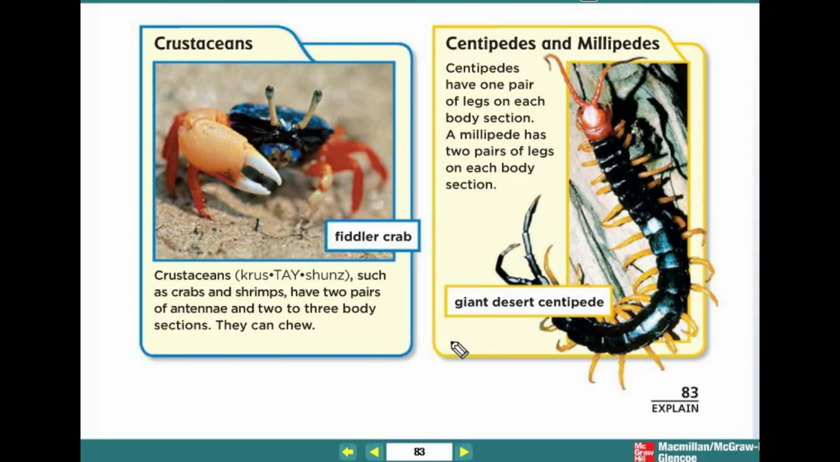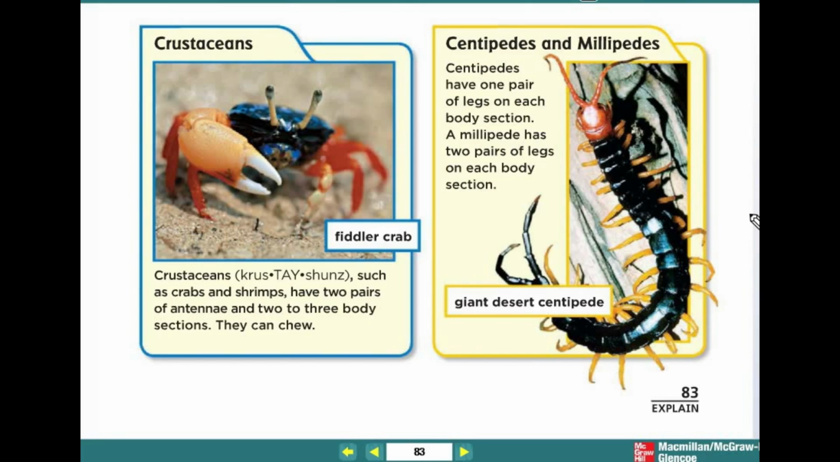Crabs and shrimps are very famous, and if you look at any crab, you can count how many legs and how many antennae we have. Again, crustaceans: 2 or 3 body sections, more than 10 legs, and 2 pairs of antennae, like shrimps and crabs. Let's move to the last part of the arthropods group: centipedes and millipedes.